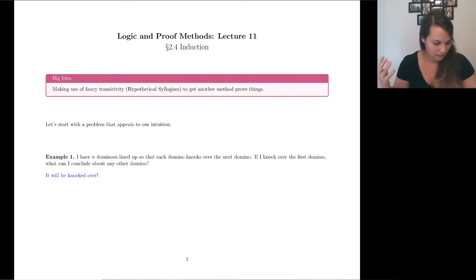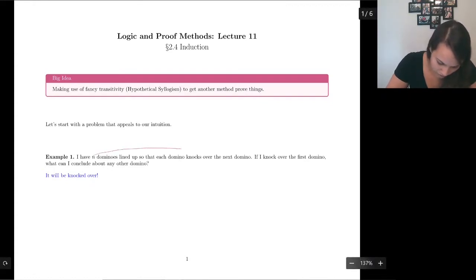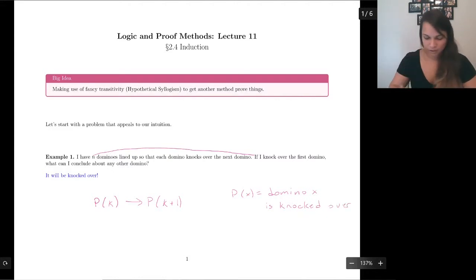Let's try and dissect this sentence right here. So we've got n dominoes lined up so that each knocks over the next. That is equivalent to saying for the kth domino in line, we will get the next domino, where P of x equals domino x is knocked over. So if domino x gets knocked over, then this sentence says the next one in line gets knocked over.